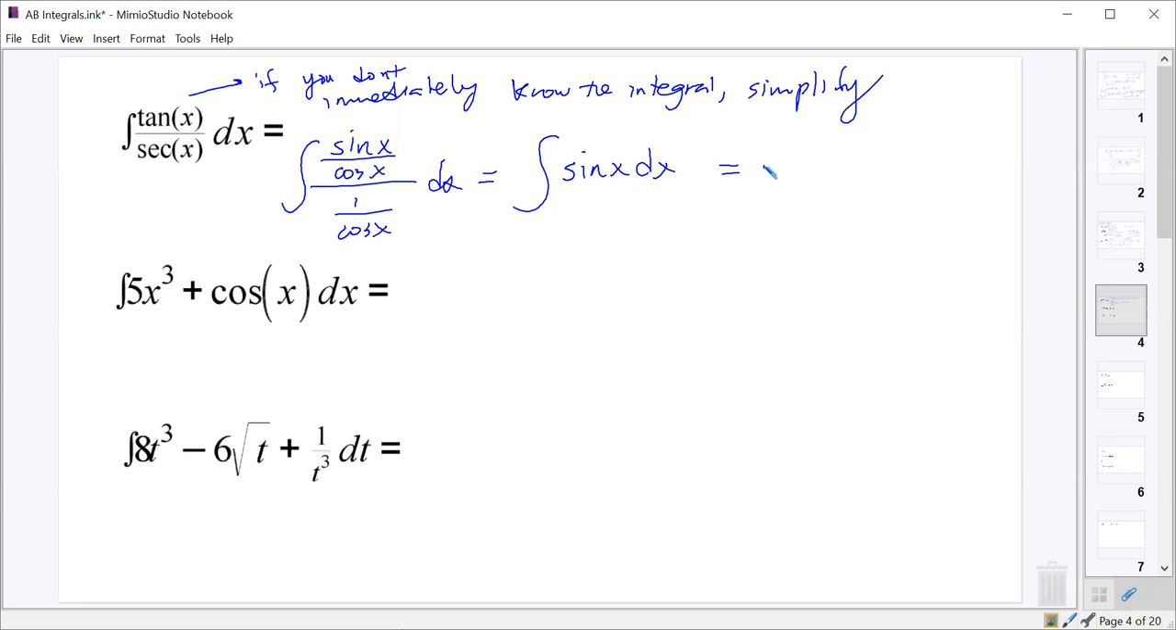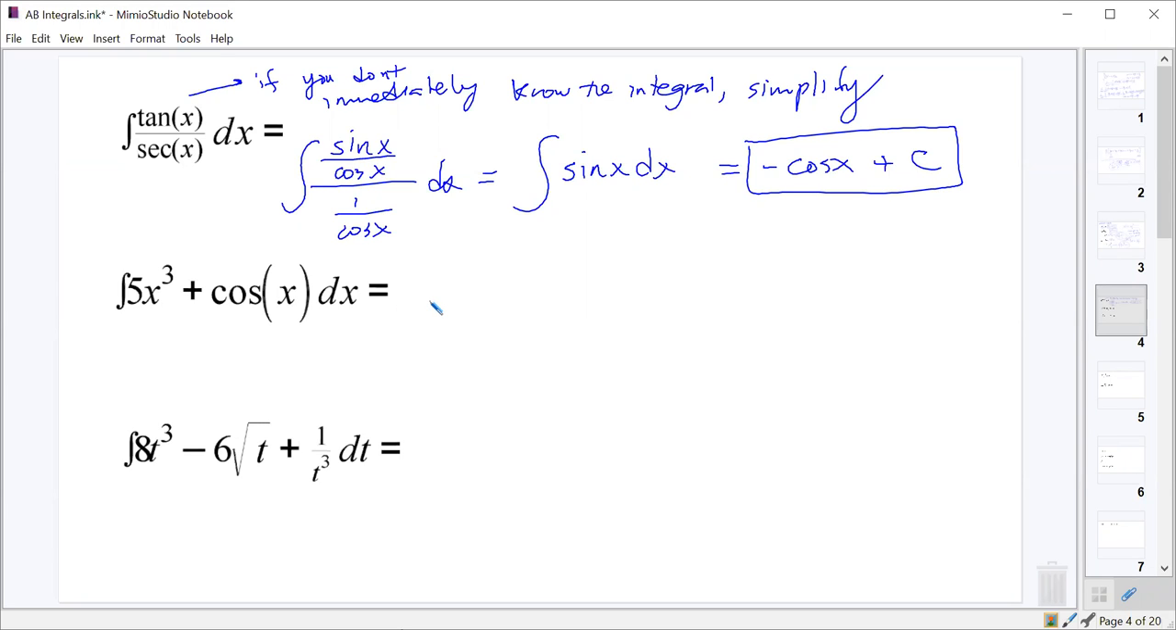Negative cosine x. Yep, negative cosine x. Right, because the derivative of cosine is negative sine. We know the derivative of negative cosine is positive sine. So this should be negative cosine x plus our constant. Good or no? All right, let's do the next one.